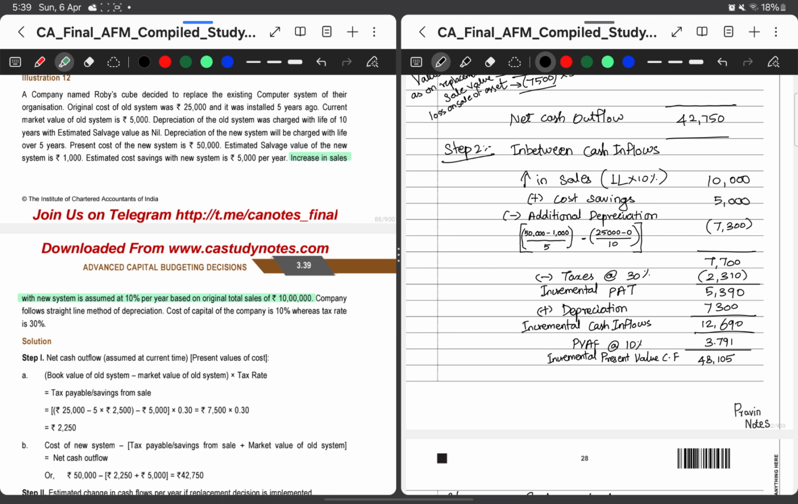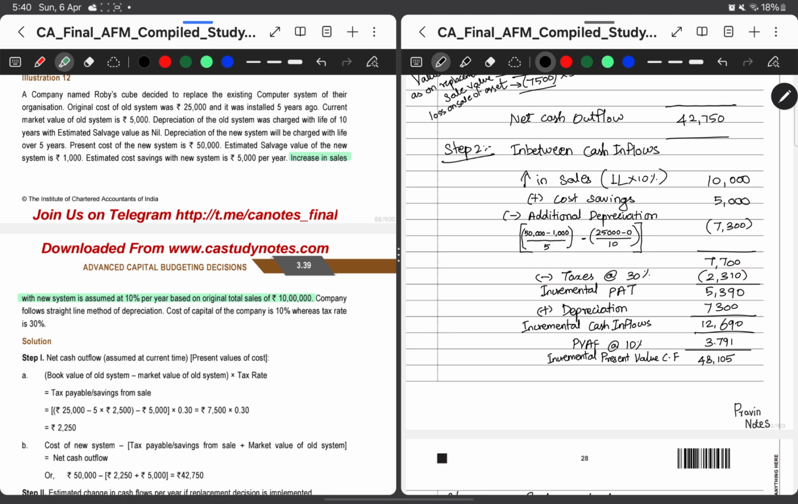So now going with the ICAI answer, ideally instead of this 10 lakh it should have been 1 lakh, or instead of 10% it should have been 1%. So I think 1 lakh will be a more correct amount. So 1 lakh into 10 percent, 10,000, then cost saving of 5,000, then additional depreciation we have to reduce from this incremental contribution. 7,300 will be the additional depreciation, then 7,700 will be before taxes, then taxes of 30 percent. So incremental profit after taxes is 5,390.